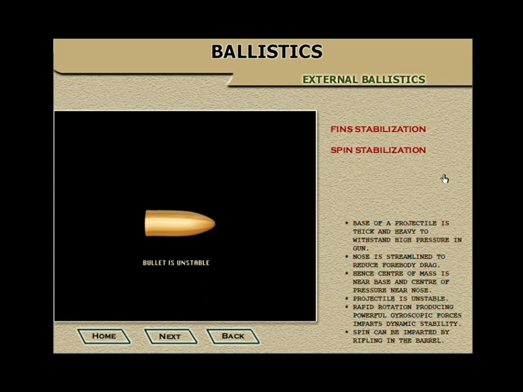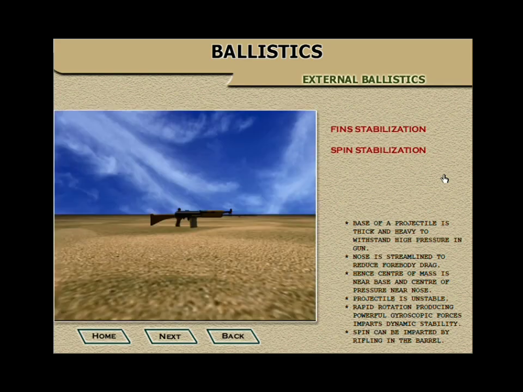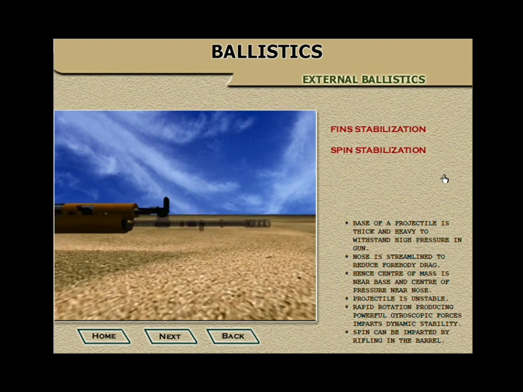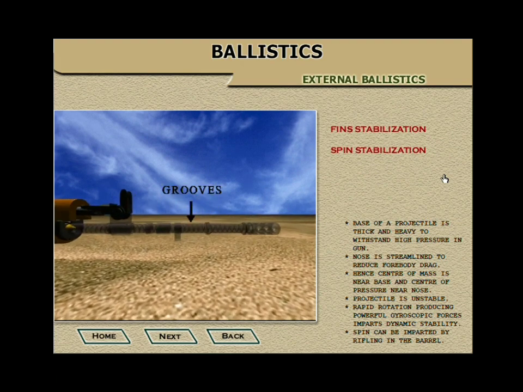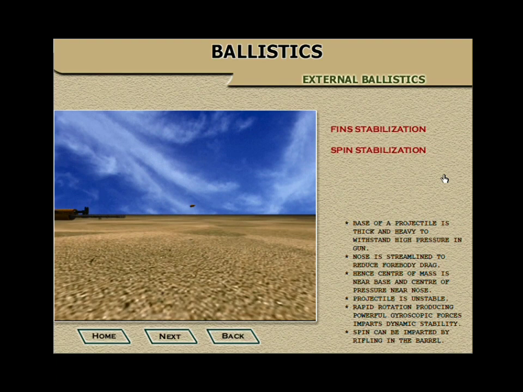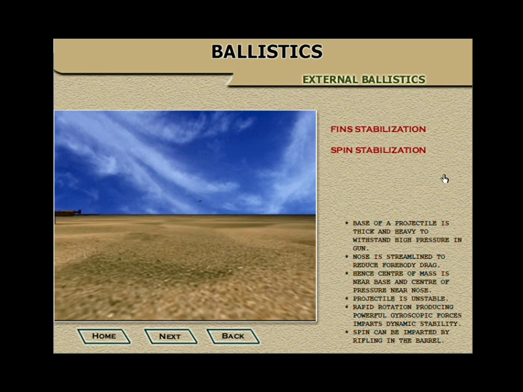Dynamic stability in a projectile can be obtained by rapid rotation, which produces powerful gyroscopic forces. A projectile which has a large diameter and which is not too long can be made very stable in flight by the spin imparted to it by rifling in the barrel.